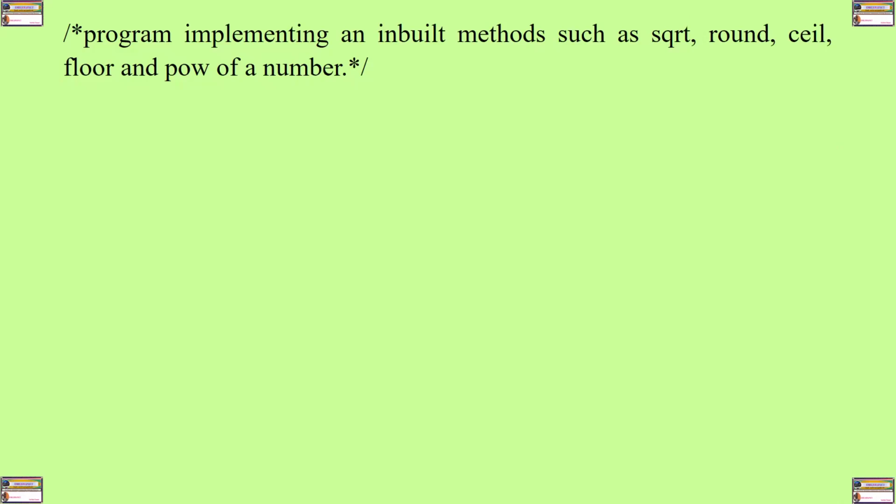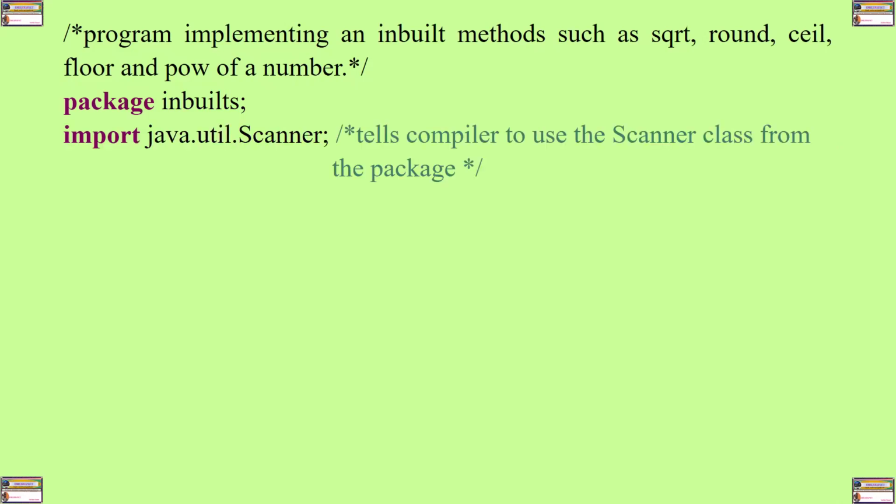So the first statement is a comment. The comment is: program implementing inbuilt methods such as square root, round, ceil, floor, and the power of a number. The name of my package is inbuilt. Then we have the statement import java.util.Scanner that tells the compiler to use the Scanner class from the package.